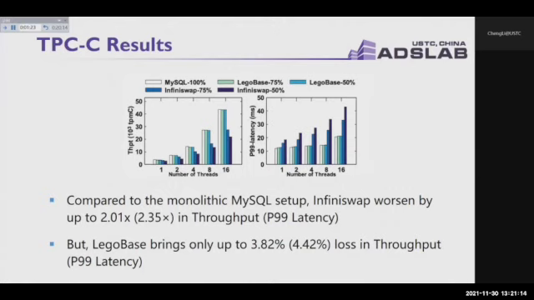2.35 times. However, our solution, LegoBase, because of heavy use of RDMA and managing the remote buffer in a lightweight fashion, brings only up to 3.8% loss in throughput. This means we achieve comparable results to local MySQL, even though we cache a lot of data remotely. This is a very nice result.